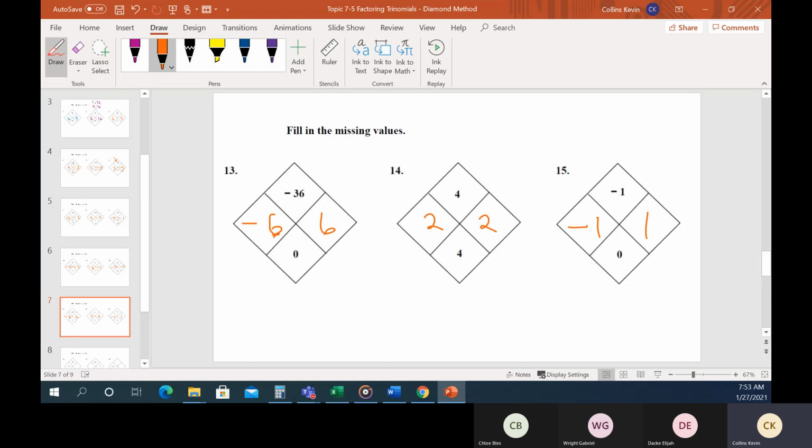Looks like you're getting the hang of this. We'll practice a few more of these next time, and then we will get into some actual factoring. But you do the exact same thing for factoring.